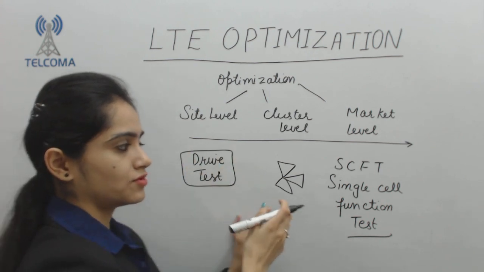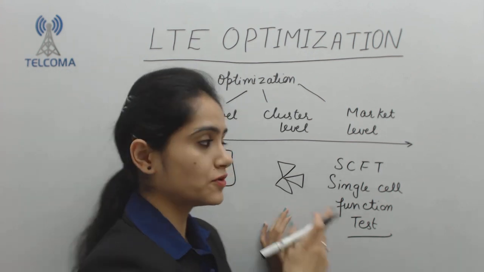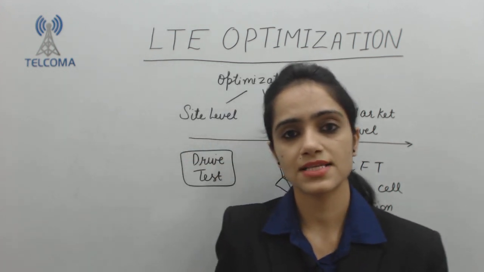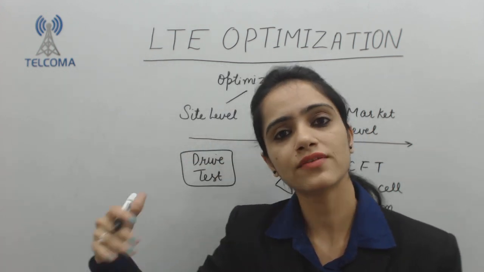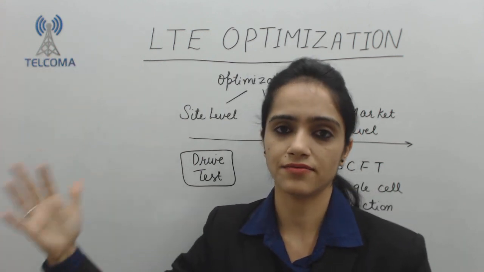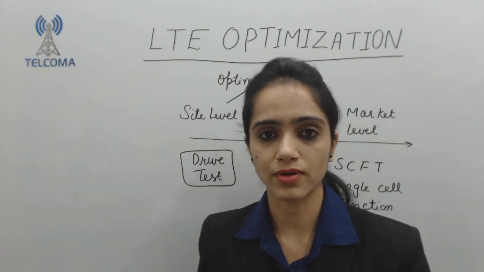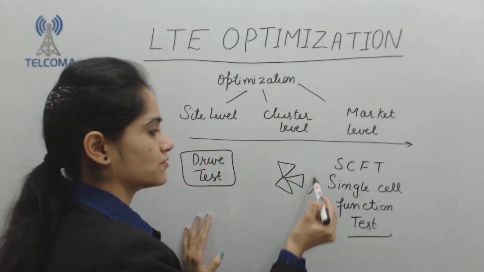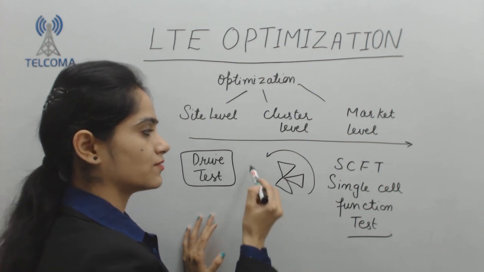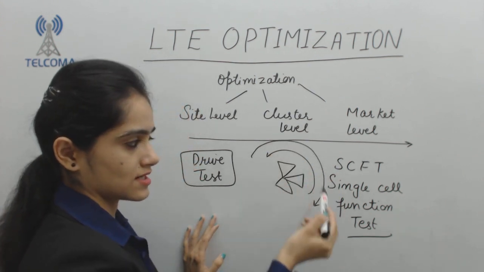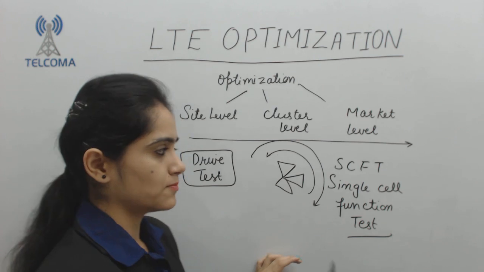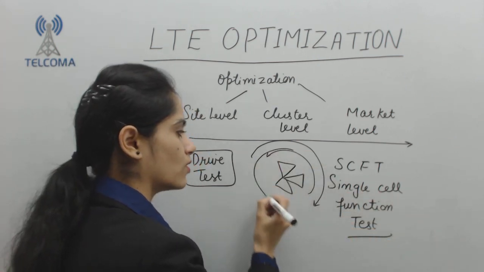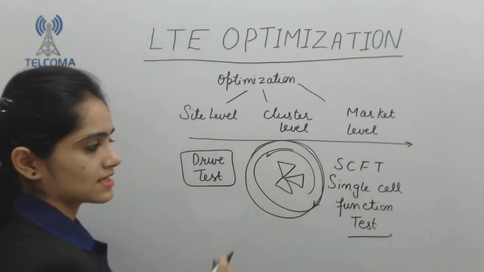So basically optimization is related to drive test also. We have to drive the whole cell and record the various parameters, because an optimizer cannot record the various parameters which are there in the air interface. So we require software for that, and that software is drive test software. You can use either a clockwise or an anti-clockwise direction, both directions. That means whenever we are performing a single cell function test, we have to find out all parameters of a single cell only.